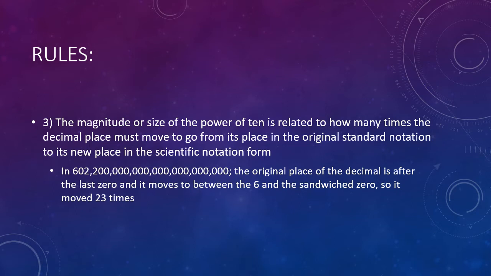Now we're moving on to the part that follows, which is times 10 raised to a power. There are 2 aspects of that power of 10, the magnitude or size and its sign. The magnitude or size of that power of 10 is related to how many times the decimal place must move in order to go from its place in the original standard notation to its new location. So for our guiding example, the original decimal place is after that final 0 and it's currently unspoken, and it moves to between the 6 and the sandwich 0. In order to do so, it must move 23 times. So the magnitude for our power of 10 will be 23. We now need to determine whether it is a positive 23 or a negative 23.